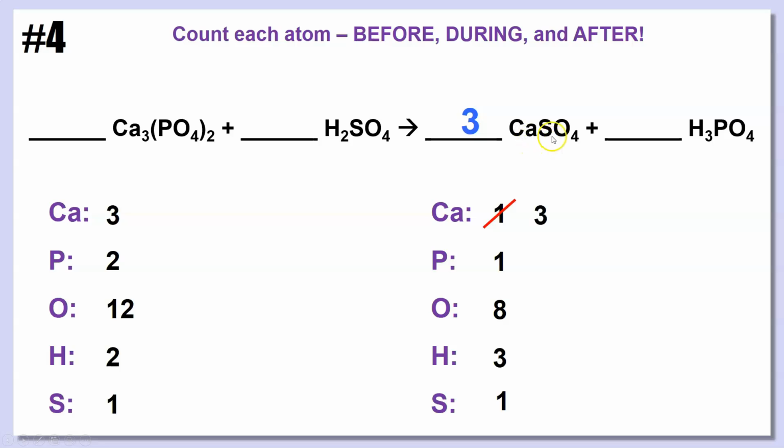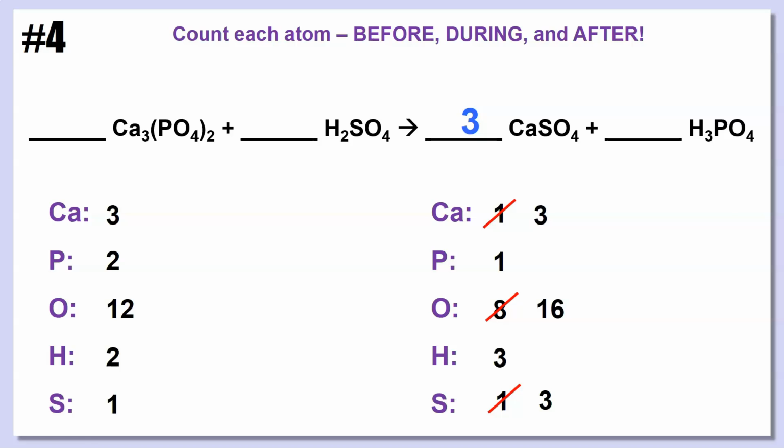In the process, I messed up my sulfur. Now I have 3 sulfurs. And I messed up oxygen. Be careful here. 3 times 4 plus another 4. Altogether, that's 16. These numbers are getting pretty big.